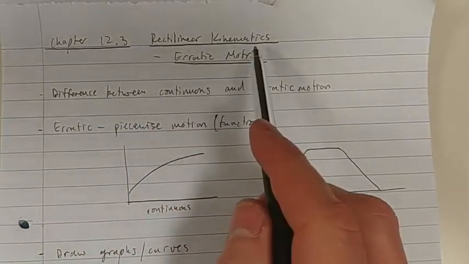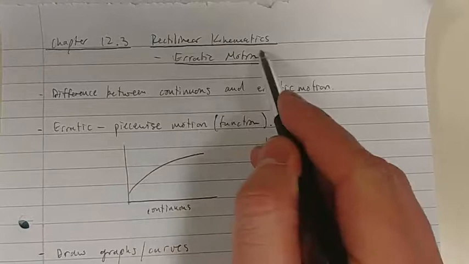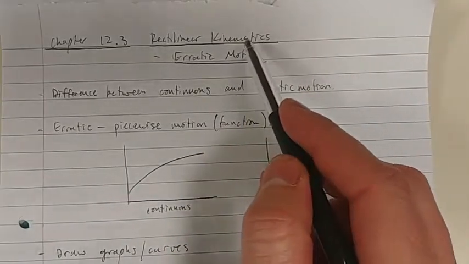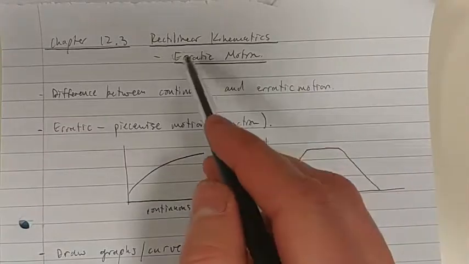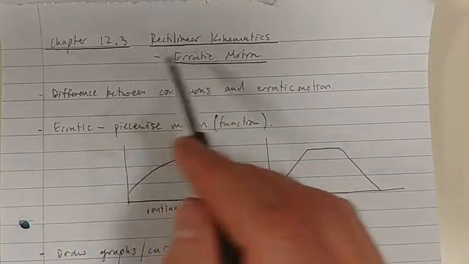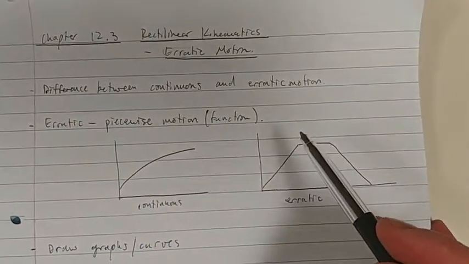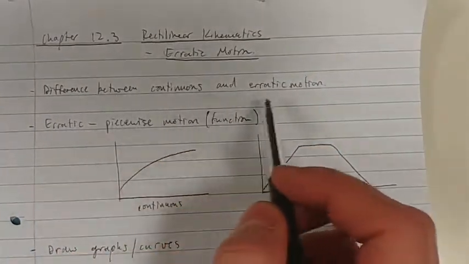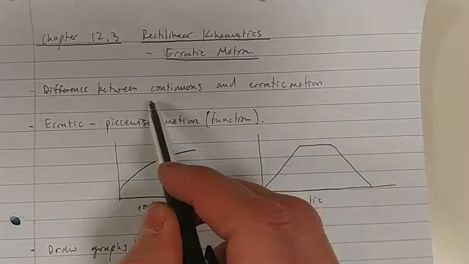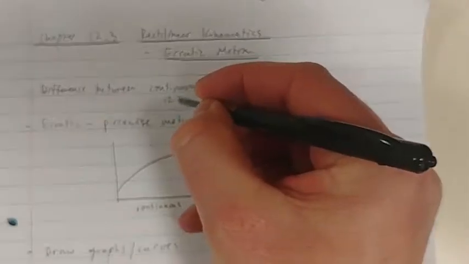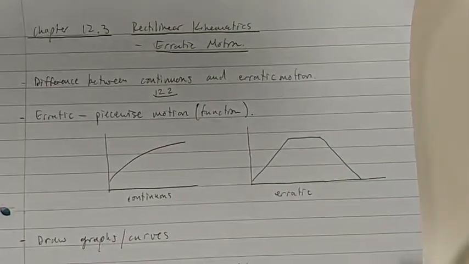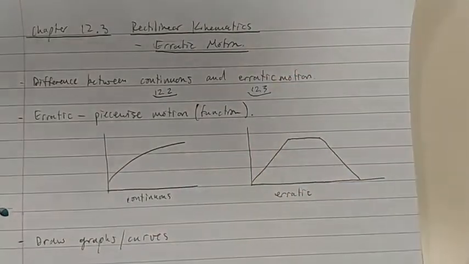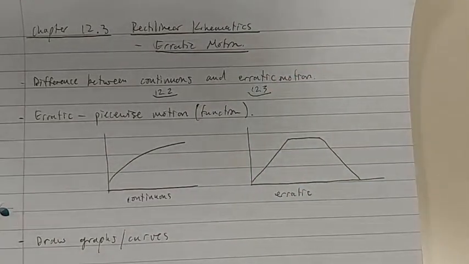12.3 is rectilinear kinematics, but the focus here is erratic motion. So recall again, what is kinematics? We're just studying the motion of the particle. But in chapter 12.2, we saw continuous motion, right? So what is the difference between continuous and erratic motion? In 12.2, we looked at continuous motion of the particle. In 12.3, we're looking at the erratic motion of a particle.